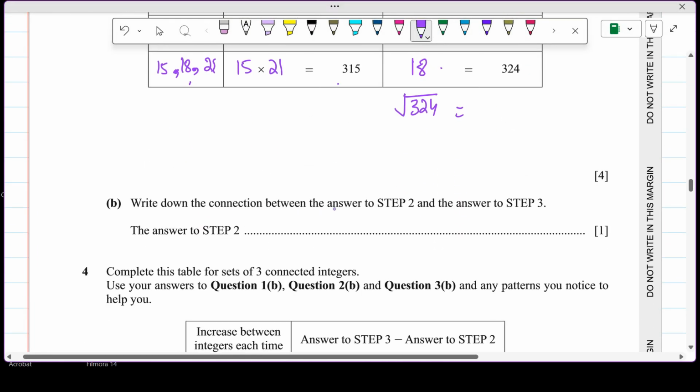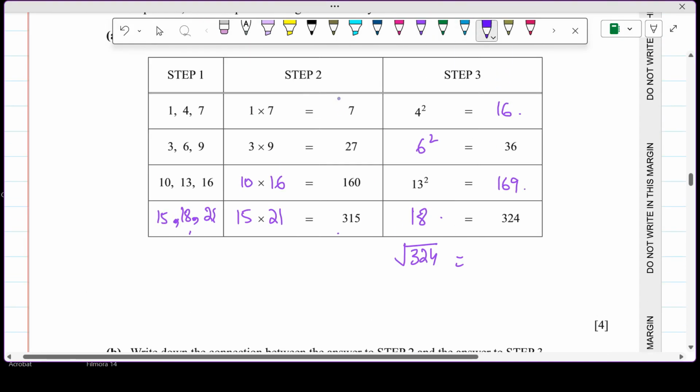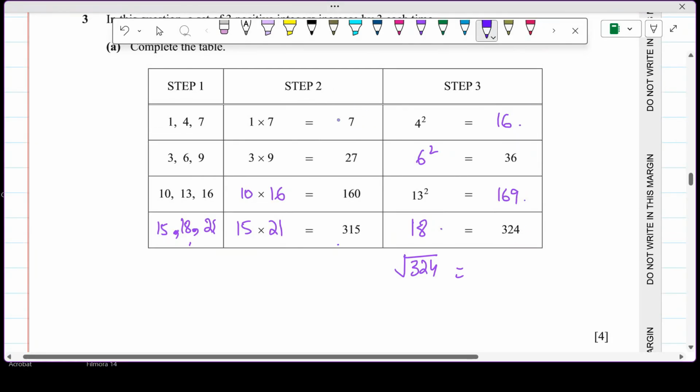Write down the connection between the answer to step 2 and the answer to step 3. You can see that the answer to step 2 is this one and the answers to step 3 are these ones. So we need to find some pattern between the answer to step 2 and the answer to step 3.